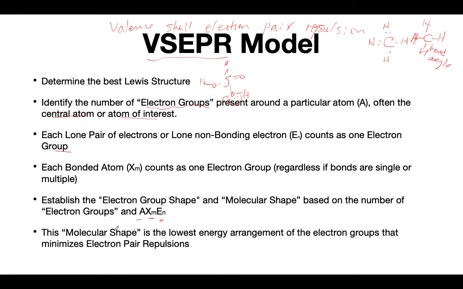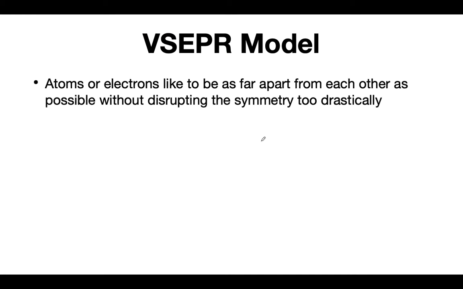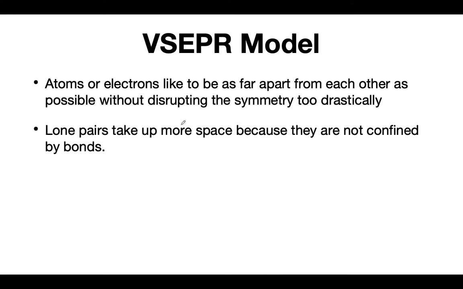So the molecular shape is the lowest energy arrangement of the electron groups that can minimize the electron pair repulsion. You have to come up with a geometry that allows each pair of electron groups to stay as far away from each other as possible. So let's look at the examples here. You can see that atoms or electrons like to be as far apart from each other as possible without disrupting the symmetry drastically. Non-bonding pairs take up more space because they are not confined by bonds.